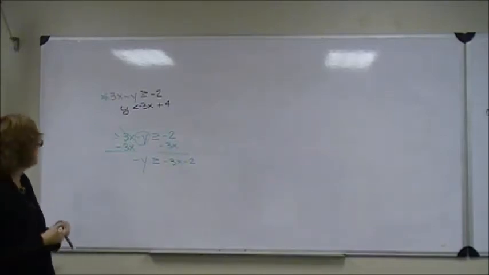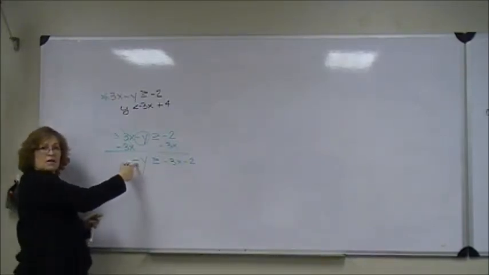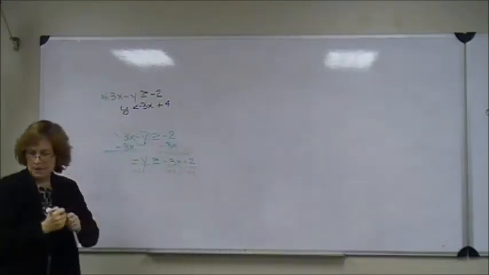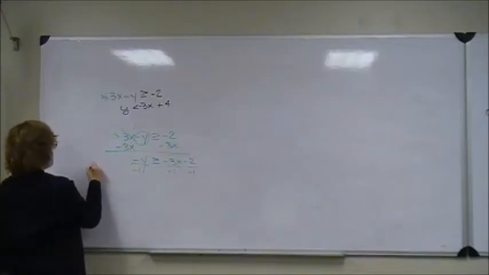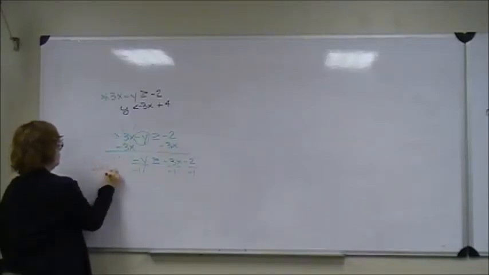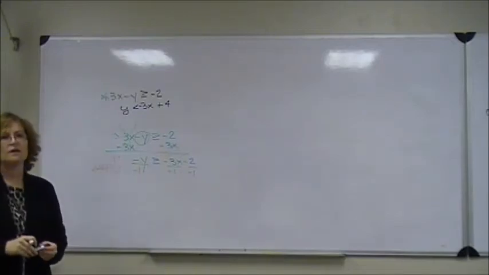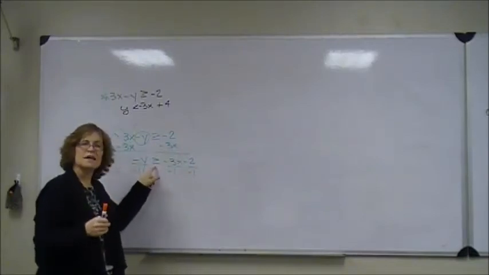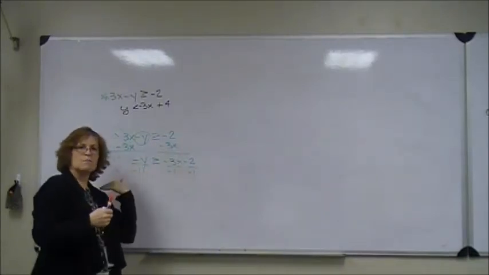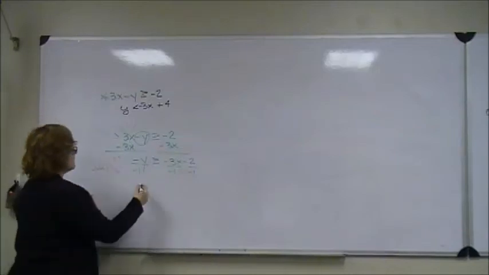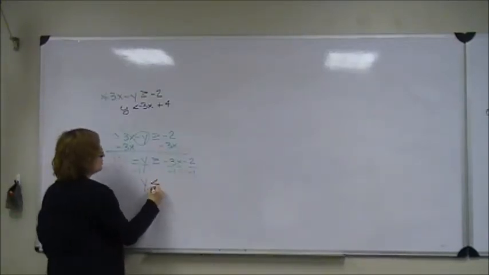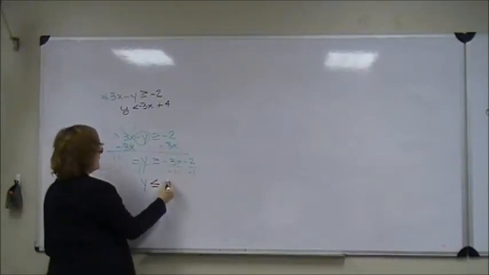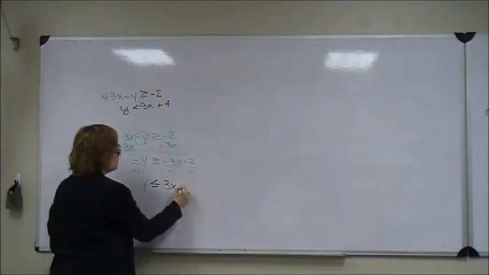What I'm going to do here is, I don't have y by itself. I'm going to divide everything by negative 1. And then my little sirens go off. Why do they go off? They go off because I'm dividing by negative 1. So what does that mean I have to do to my inequality? Flip it. So now this problem becomes y is less than or equal to, because I flipped the inequality because I'm dividing by negative 1, that gives me 3x, and that gives me positive 2.